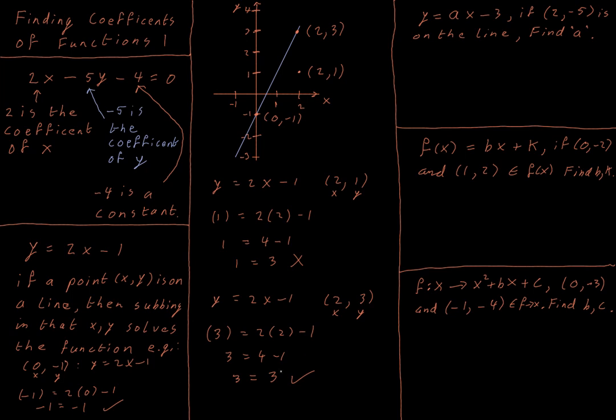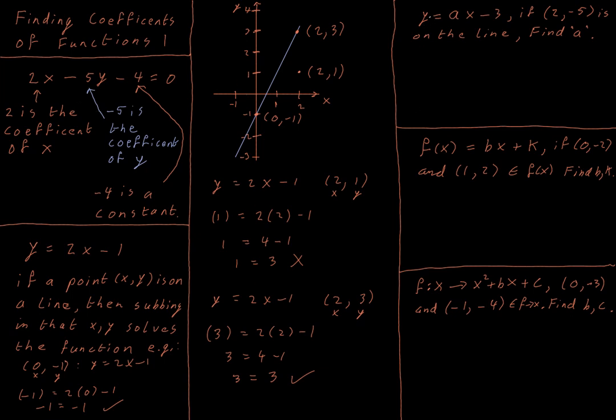We get minus 1 is equal to minus 1, or 3 is equal to 3, or 0 is equal to 0, whatever. We get something that is true. We get a true equality. When we sub in something that is not on the line, when we sub in a point that is not on the line, we get stuff that isn't true, like 1 is equal to 3, which is nonsense. This can be used to help us find coefficients, and that's why we're talking about it now.